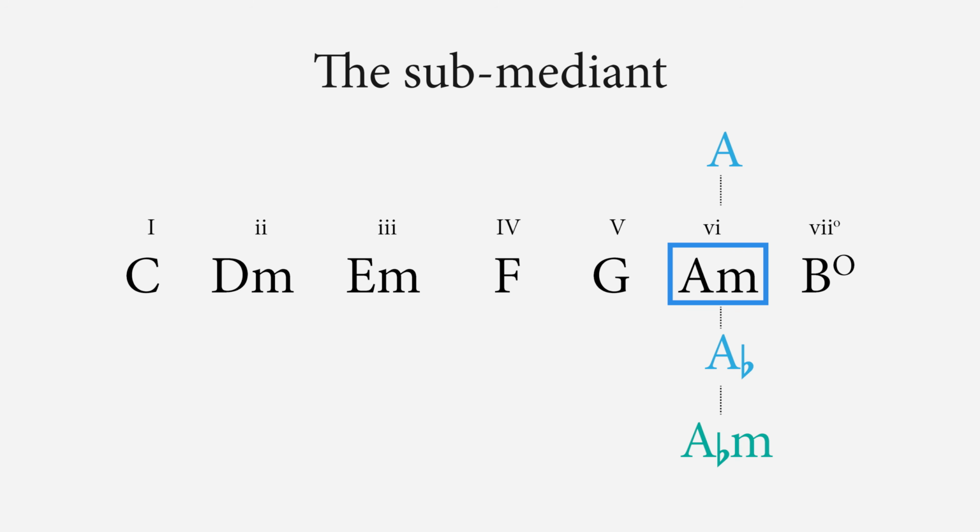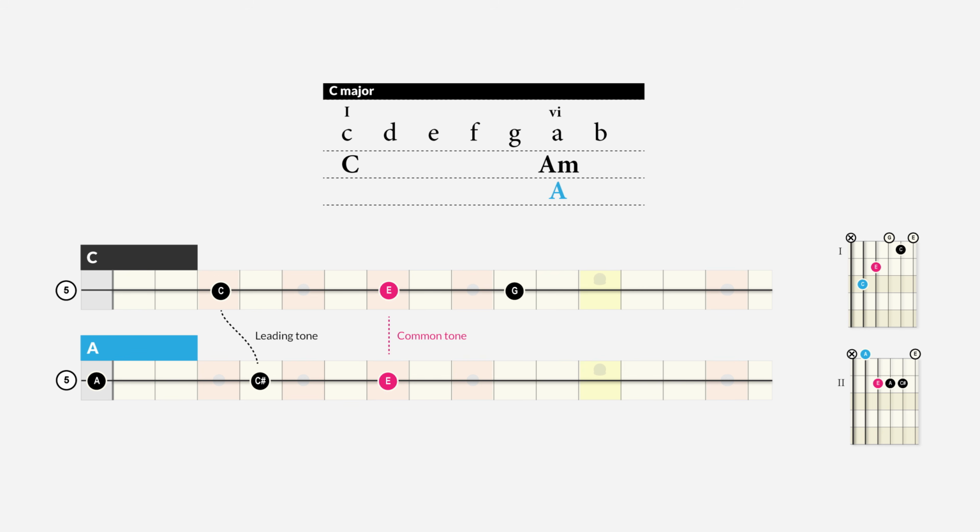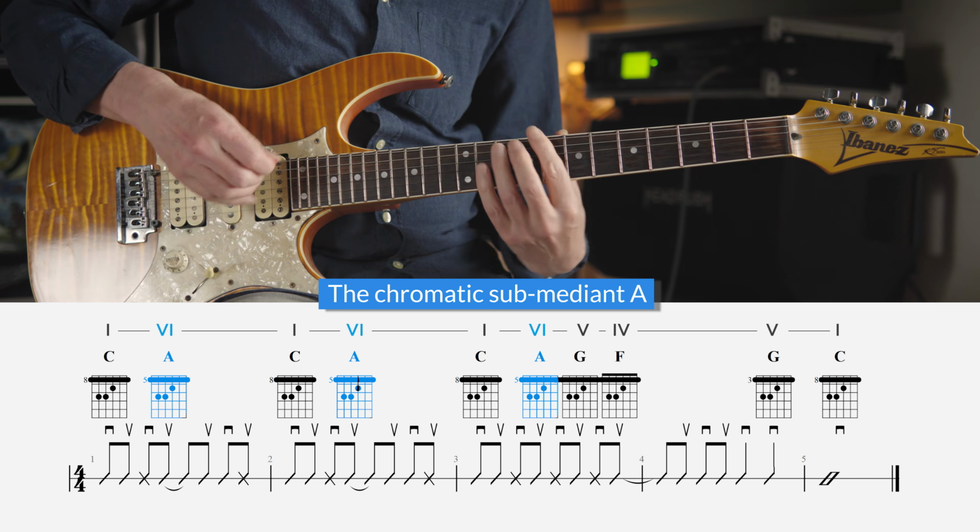Also, the submediant can be altered in the same way as the mediant to become a chromatic submediant and even a double chromatic submediant. Now, the chromatic submediants are the A major and the A flat major chords. Both chords have one note in common with the tonic C major. The A major and C major chords share the note E, and it sounds like this.